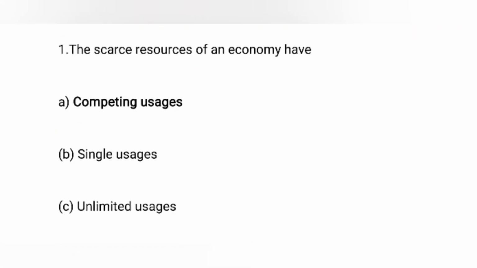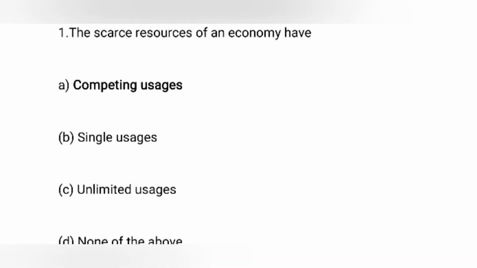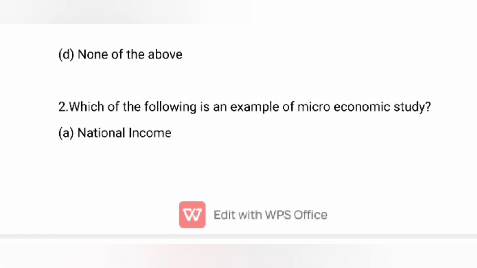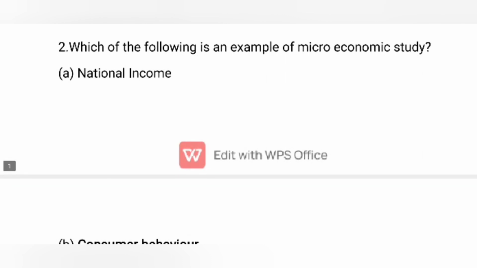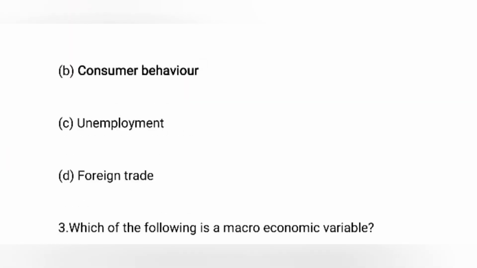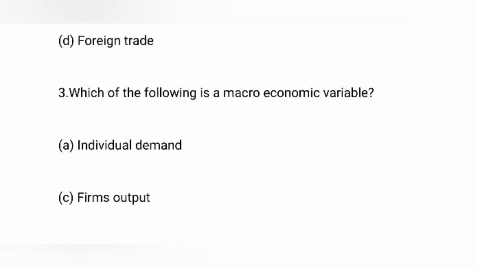Question: the scarce resources of an economy have competing usages, okay, because our resources are very limited, so they can be used alternatively. So competing usages is the answer. Which of the following is an example of microeconomic study? Whenever the word micro comes, consumer behavior comes under microeconomics. The rest of the things we discussed in macro. So the answer is consumer behavior.